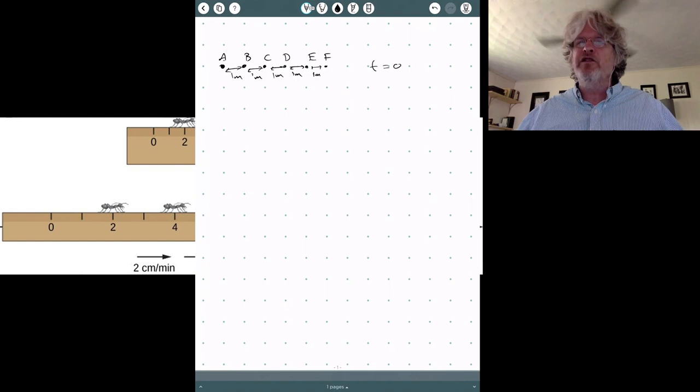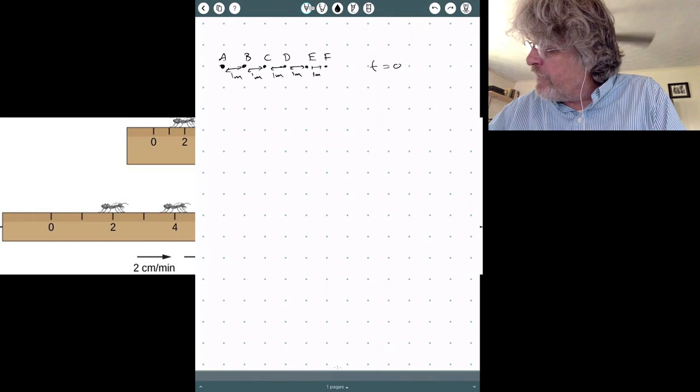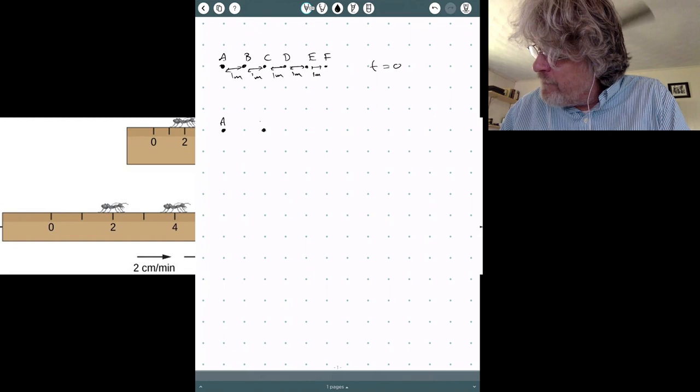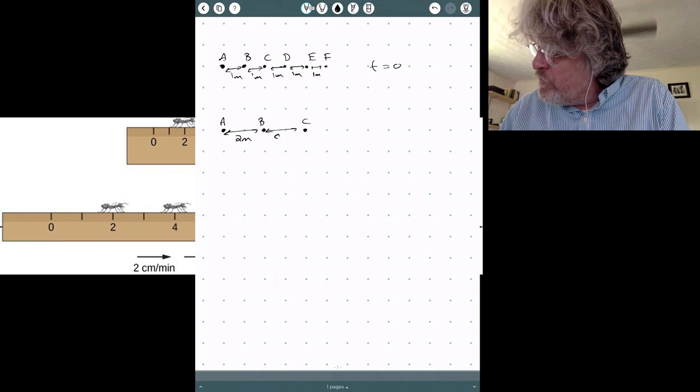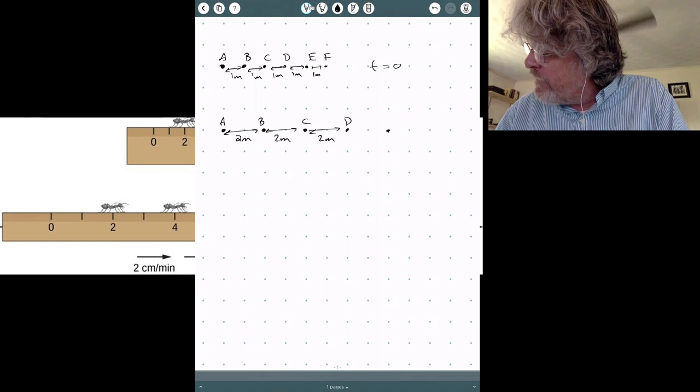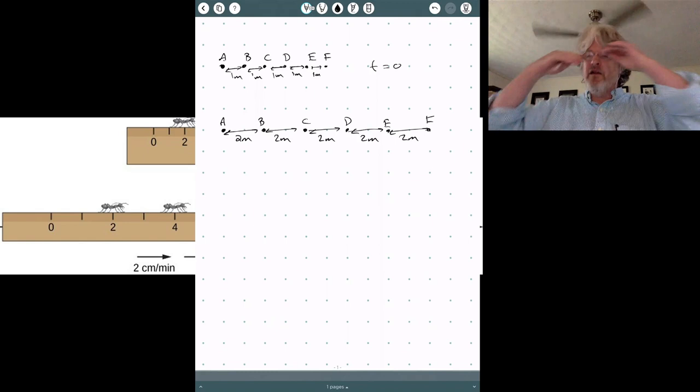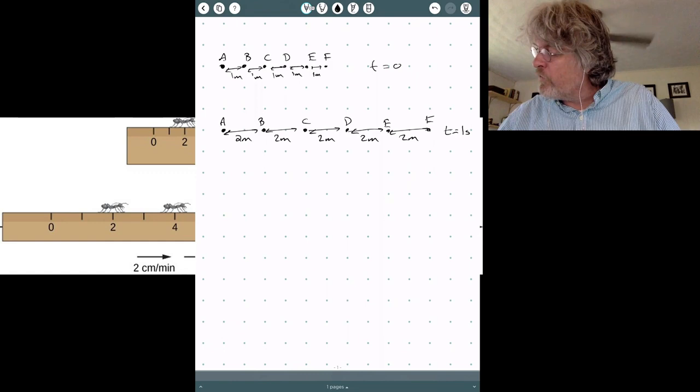So 1 second later, I've got galaxy A, and now the distance to galaxy B is 2 meters, because it's doubled. Oh, meters, good Lord. 2 meters. Now the distance to galaxy C, that's doubled. Now it's 2 meters. Distance to galaxy D has doubled, 2 meters. The galaxy to E, now 2 meters away. And then E to F has also doubled. So now F is 2 meters. So basically the distance between all the galaxies has doubled. And we'll just make it easy, this is just over the course of 1 second.